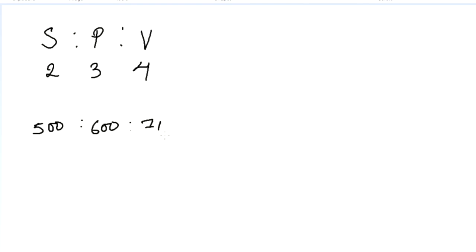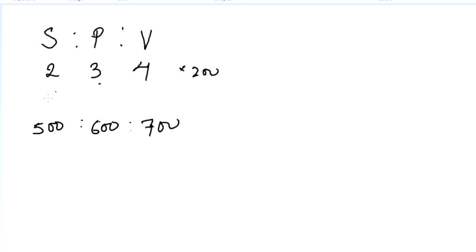So we can write the ratio like S for Shimoli, P for Pooja, and V for Vidhi. The actual ratio is supposed to be 2 is to 3 is to 4. But now how much do they actually pay? S paid 500, Pooja paid 600, and Vidhi paid 700. So basically this ratio becomes 5 to 6 to 7. Pooja paid 600, right? So the ratio for Pooja needs to be 3, so we can make it equal by multiplying the ratio. If we multiply by 200, it becomes 2, 3, 600, right?